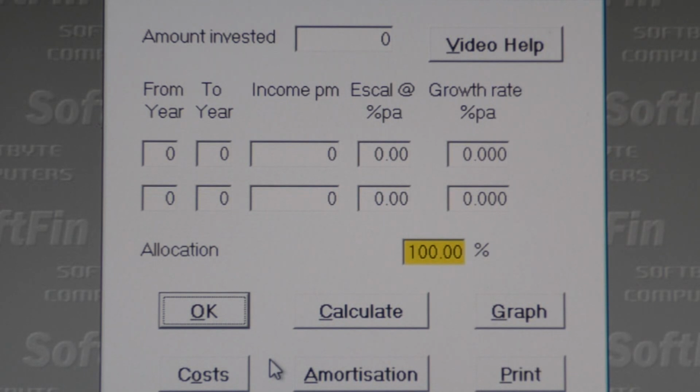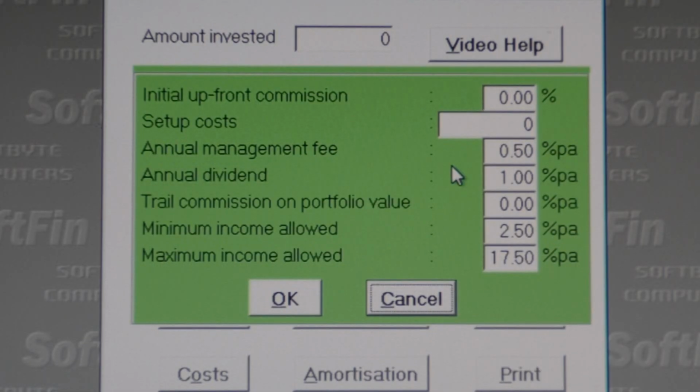This is the new Drawdown Annuity Calculator screen. If we click on the Costs button at the bottom left, we can set up costs and commissions. I've entered a management fee and an annual dividend, but you can change these default amounts if you wish. If you are dealing with an investment fund that says their rates of return are all costs and commissions included, then you can enter 0 in all of these fields.